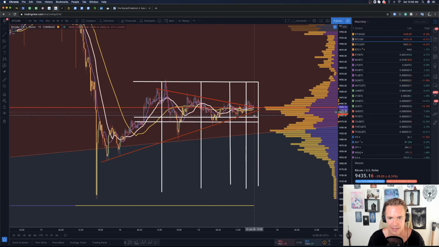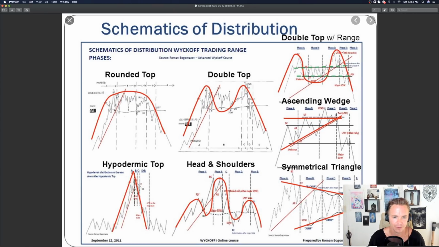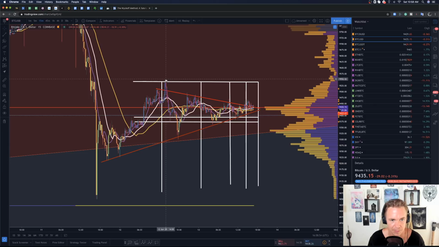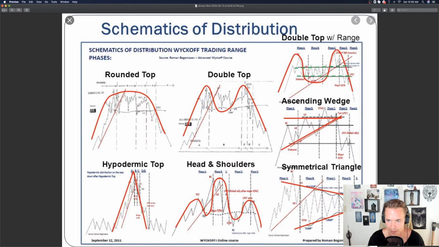Now, if we break below this asymmetrical triangle and break below 9,400, then what it's going to look like is this actual symmetrical triangle. And again, this is a schematic of distribution for the Wyckoff phase methodology. So here you can see this phase A with a break above, and then the phase B with a puncture down below. So that's what we saw: a break above with phase A, a break down with a puncture below, and then this consistent move into this pennant or triangle.